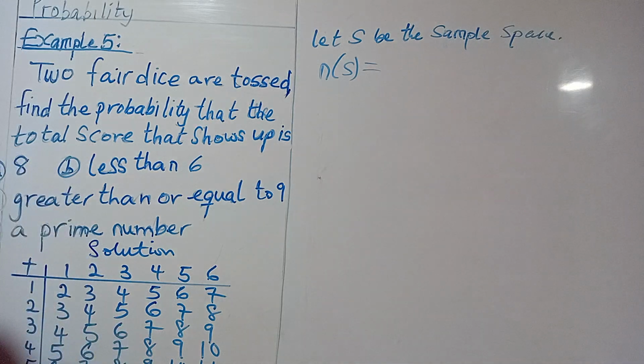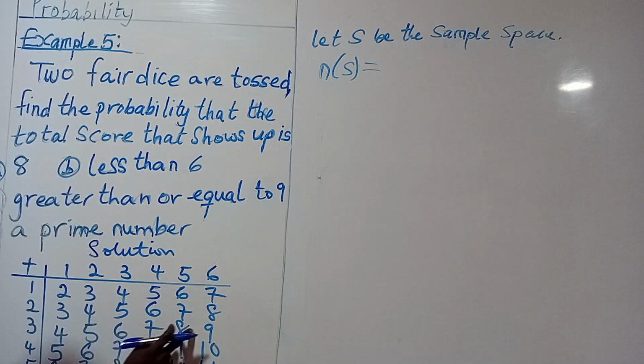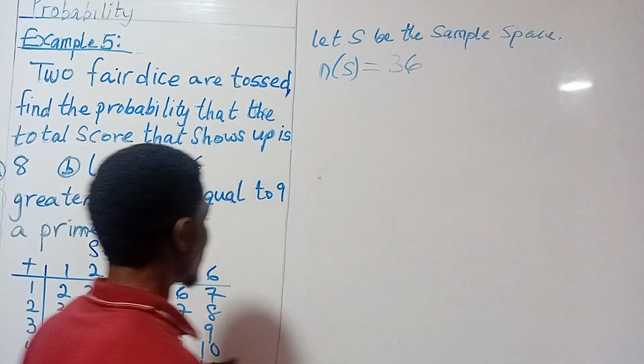If you add them together, counting 1, 2, 3, up to 36. So that is the sample space, 36.